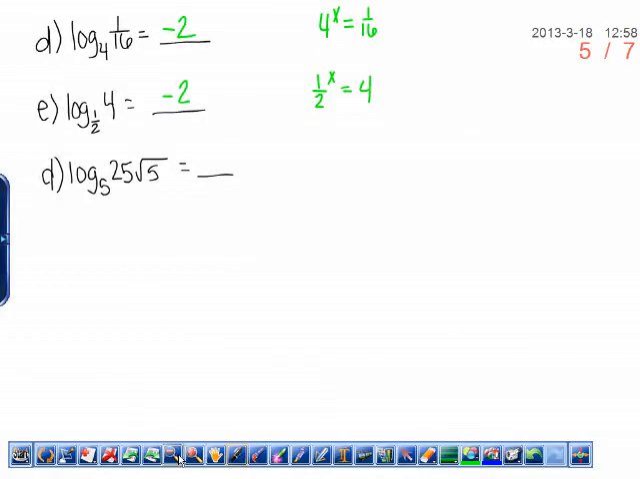Log base 5 of 25 root 5. I'm going to evaluate that. All right, so let's just take it step by step. Let's first turn this into an exponential. How would we write that? 5 to the x equals 25 root 5. Everyone okay with that? Okay.